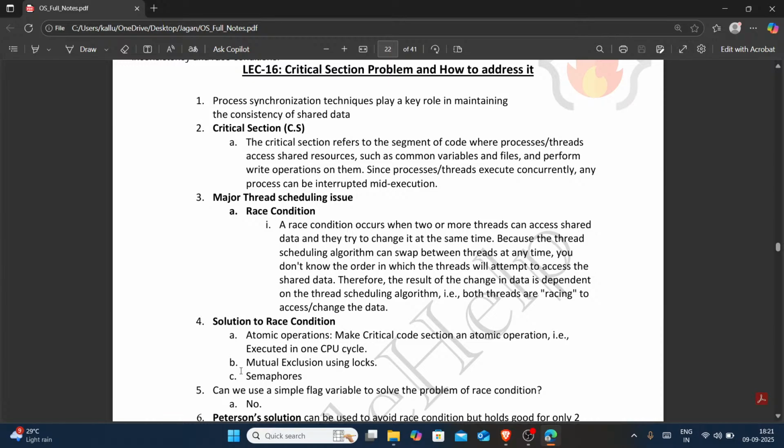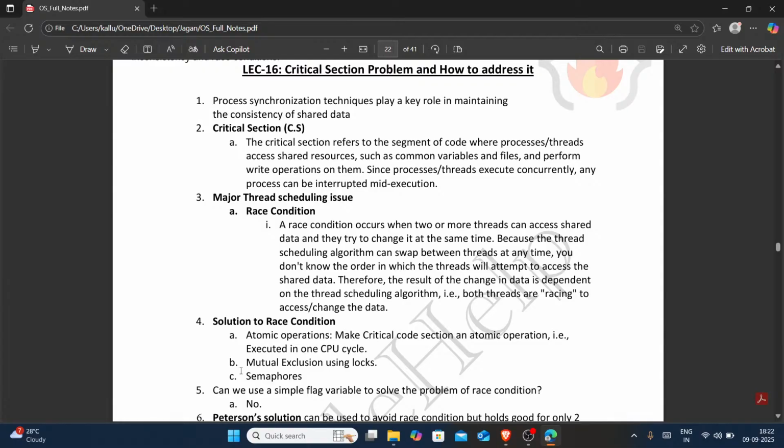Because the thread scheduling algorithm can swap between threads anytime. Before, I was saying the CPU may start executing another thread, right? Who makes that transition? The thread scheduling algorithm may allocate the CPU to another thread, because it can swap between threads at any time.